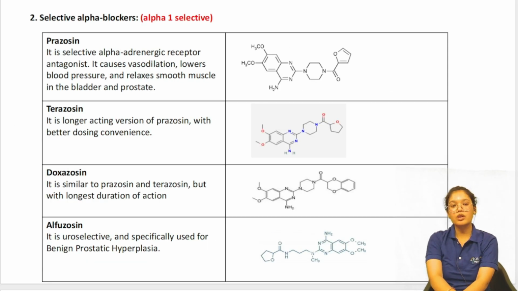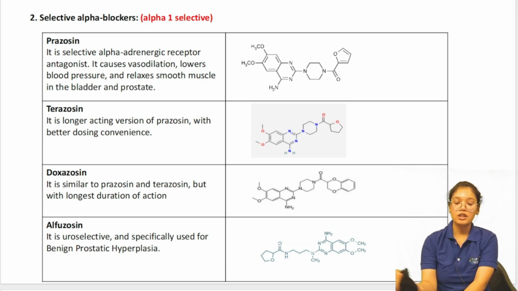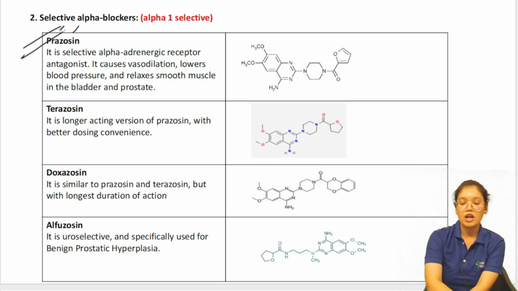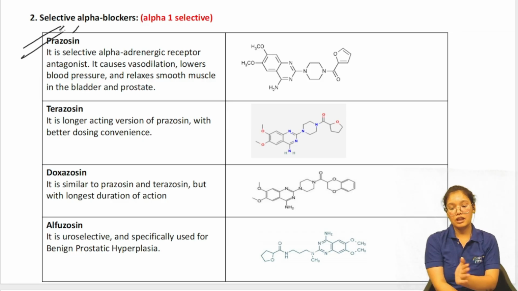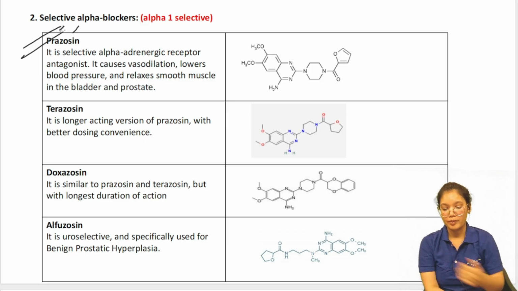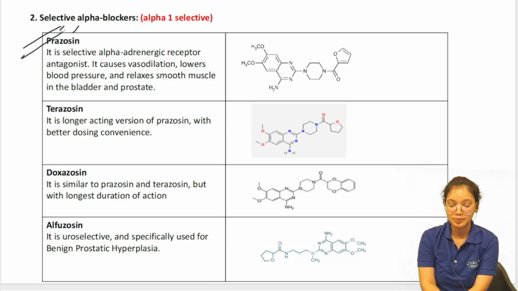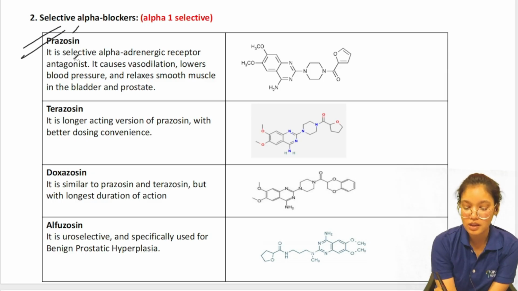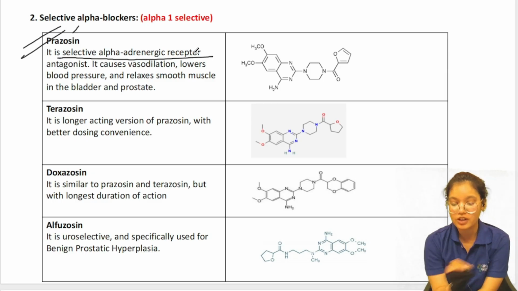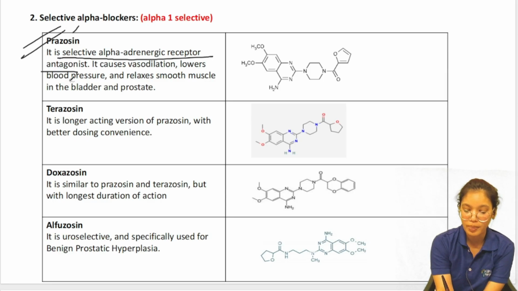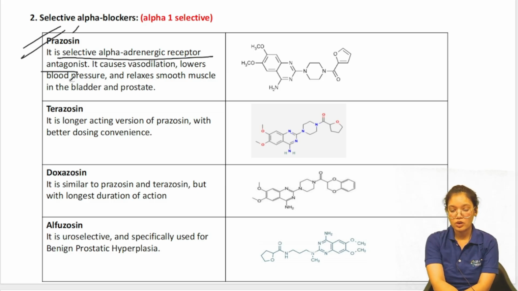Now moving forward towards the selective alpha blockers. In selective alpha blockers, the first one is prazosin. It is the first alpha 1 selective blocker. Prazosin is a selective alpha adrenergic receptor antagonist, so it can cause vasodilation and lower the blood pressure.